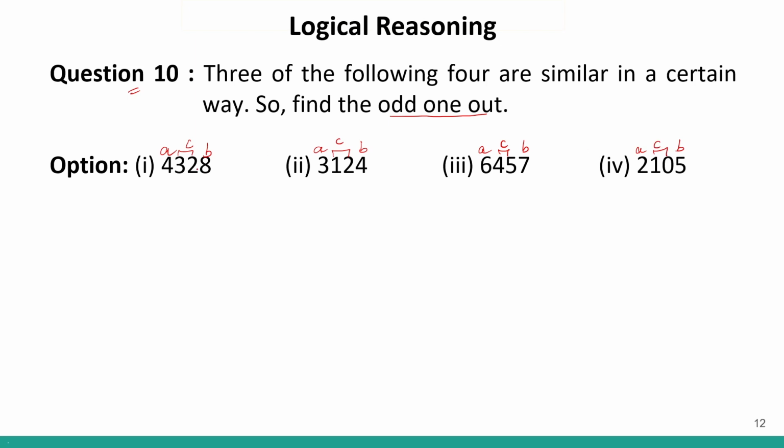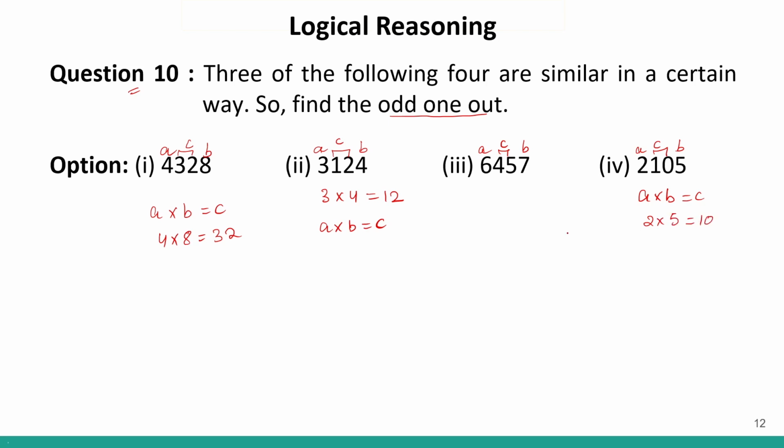If I look at option number 1, I can see that A into B will give me C. How? 4 into 8 will give me 32. Correct? If I look at option number 2, I can see that 3 into 4 will give me 12. So again, A into B is giving me C. Here also, A into B will give me C. How? 2 into 5 will give me 10.